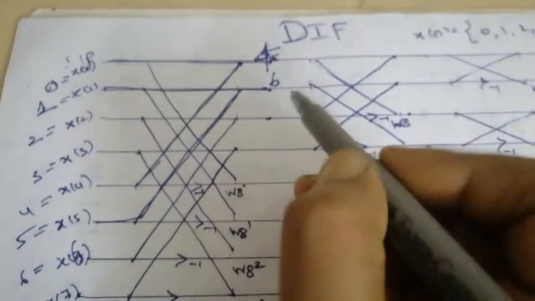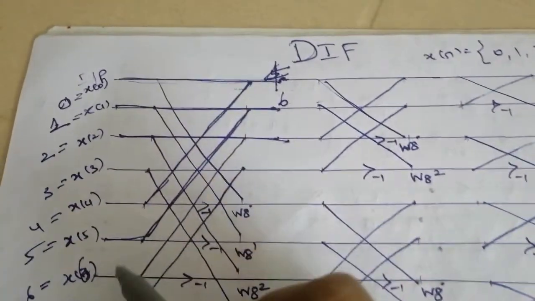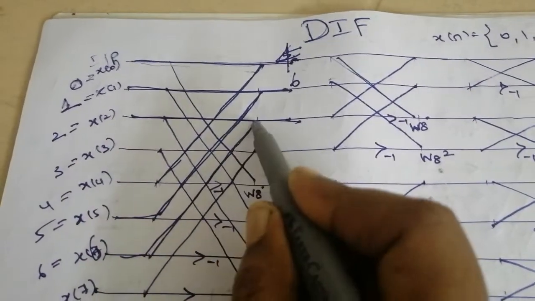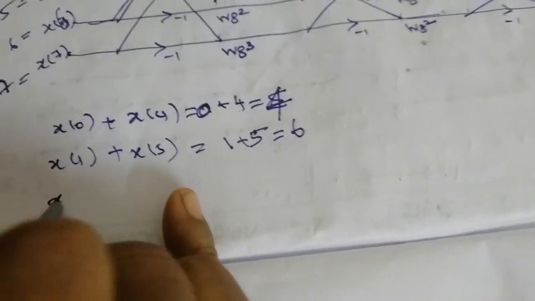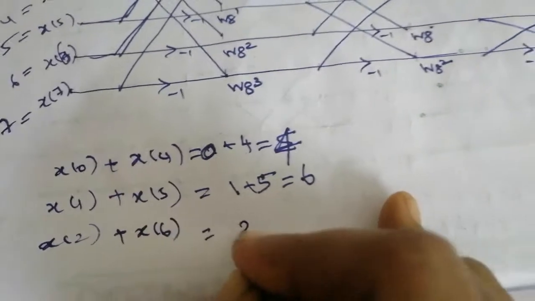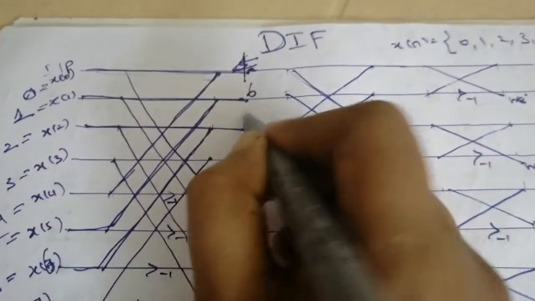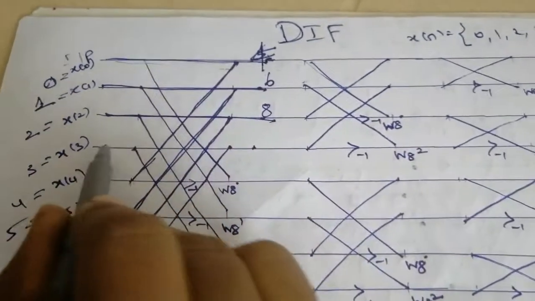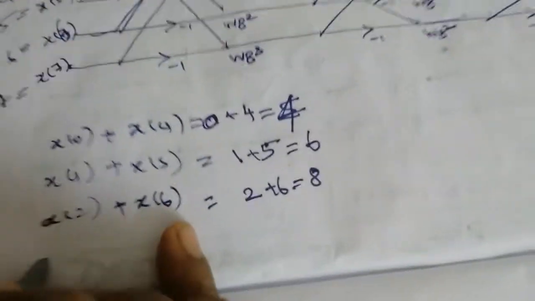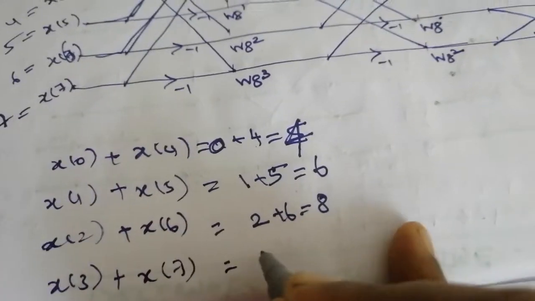Next, to find this one, we have to add x of 2 plus x of 6. So 2 plus 6 is equal to 8. So this value is 8. Then this line is nothing but x of 3 plus x of 7. So 3 plus 7 equals 10.